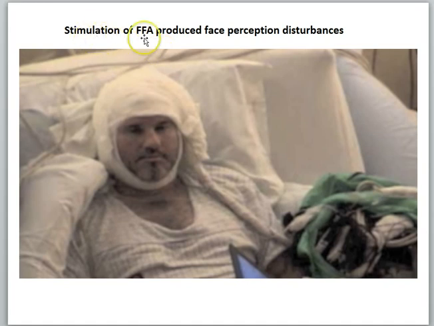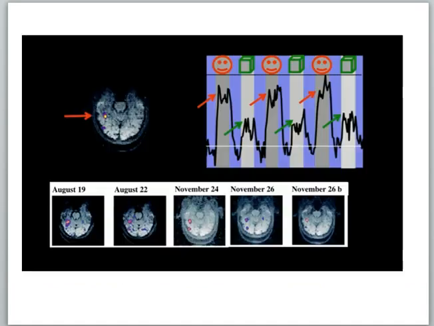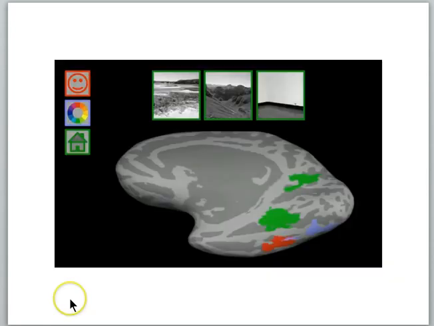And sure enough, when they stimulated it while he was looking at the doctor's face, it produced perceptual disturbances. He described it as the doctor's face sort of transformed, maybe into somebody he'd seen before. A very weird experience. And again, that supports this idea that the little bit of tissue that Nancy identified in the fMRI, and that has many face-selective cells in monkeys, if you stimulate that bit of brain, you interfere with face processing. So in her TED Talk, Kanwisher goes on to identify other bits of brain that seem specialized to process different types of stimuli.